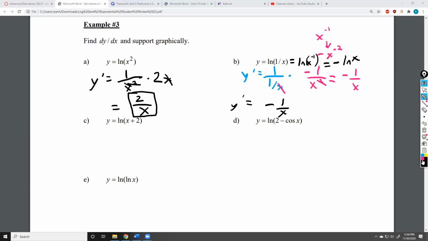Next up, natural log of x plus 2. Derivative of natural log of x plus 2 is 1 over whatever's inside. So x plus 2 is inside. But of course, we need the chain rule. But good news, derivative of x plus 2 is just 1. So not a lot of fancy work happens there. Boom. 1 over x plus 2, final answer. Next.